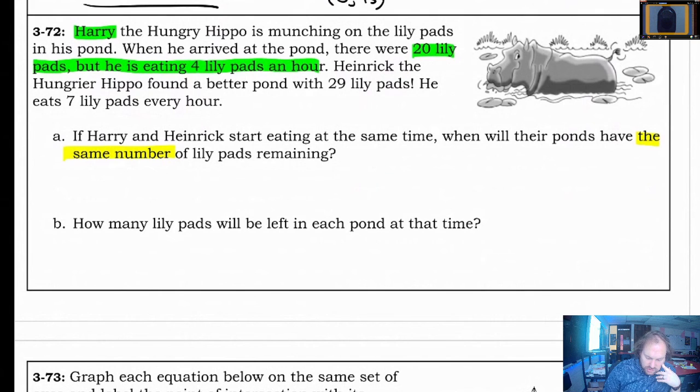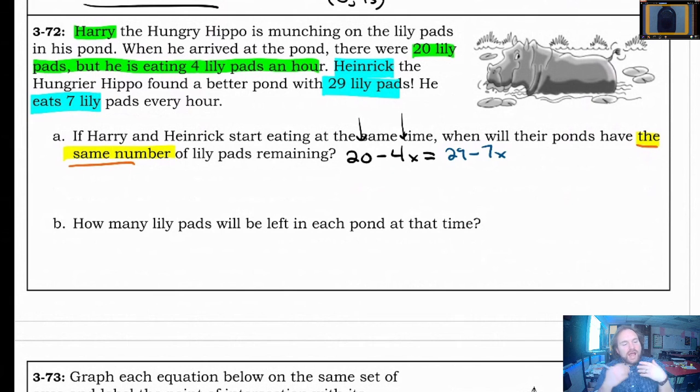So the first equation is going to be 20 minus 4x, because he had 20 lily pads, started there, and is removing or eating 4 of them every hour. The other hippo, Heinrich, has 29 to start and is eating 7. So that would be 29 minus 7x. And since we want to know when these things have the same number, we're going to put an equal sign in between them, and now we can solve this problem algebraically.